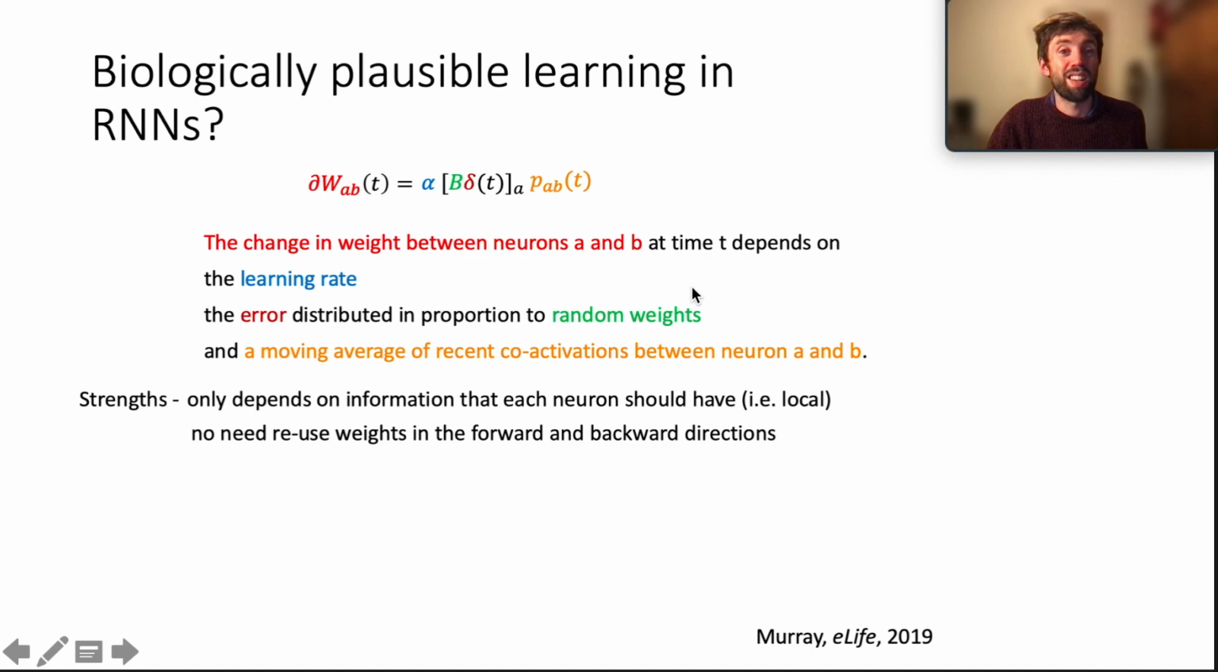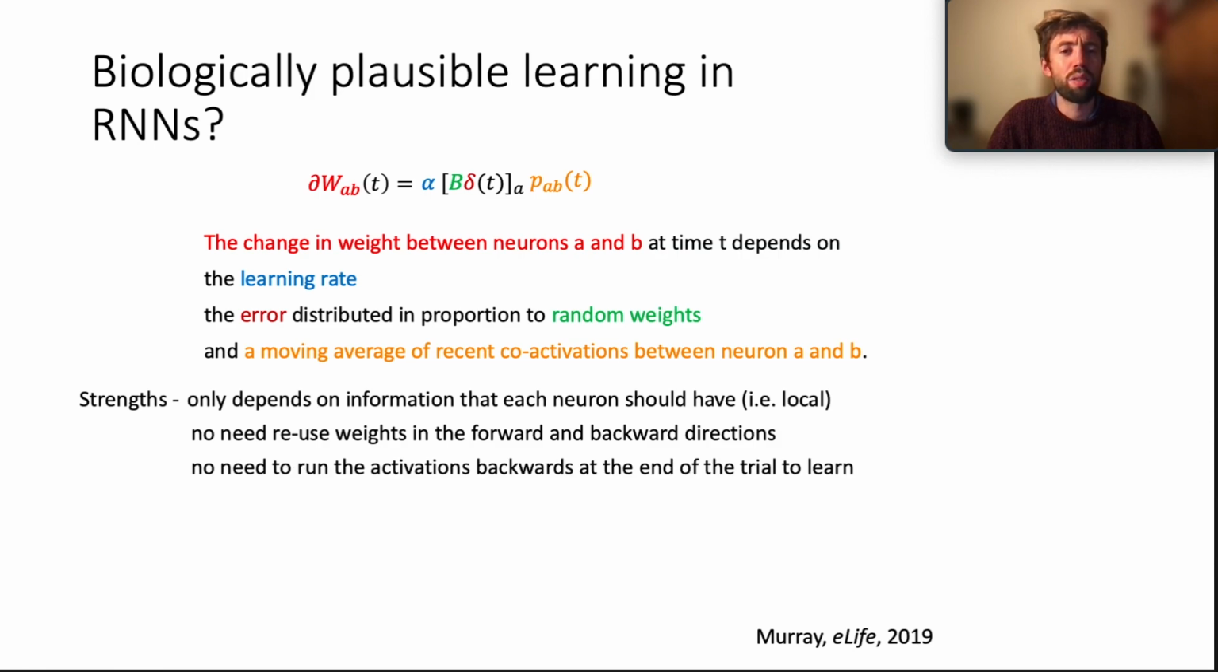Here he uses the same idea from the paper of Lillicrap and colleagues that we studied in the Supervised Learning in Deep Neural Networks lecture. And they find that it works similarly well in the recurrent case. Essentially, the feed-forward weights learn to align with these random feedback weights and approximate the full backpropagation algorithm. There's also no need in this learning rule to rerun the activations backwards at the end of the trial in order to learn. All of the learning takes place online in a step-by-step manner.